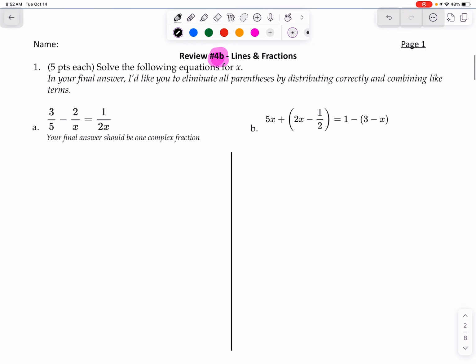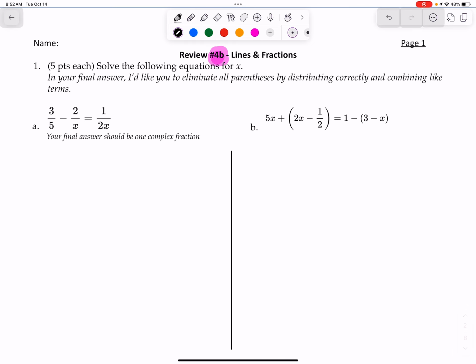All right, let's do the B version of this page. This should not throw you here that we have x's on 2 of the denominators. We're still going to have a, first of all, you need to note that this is an expression.